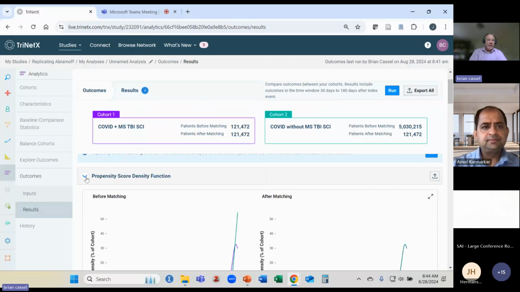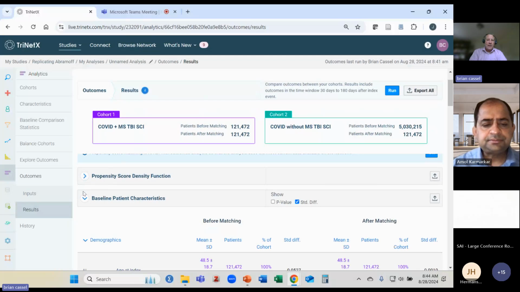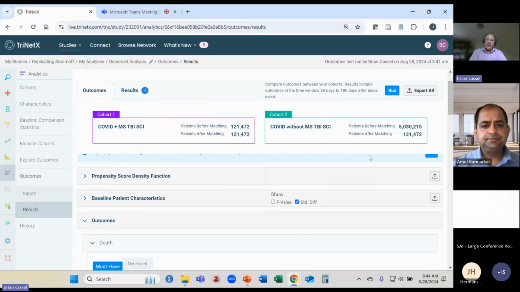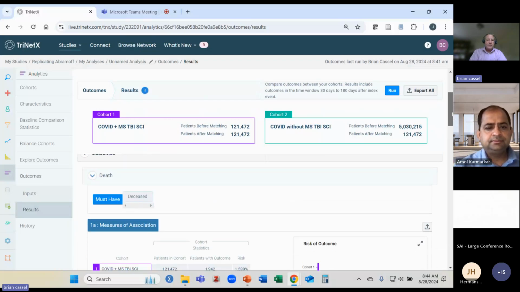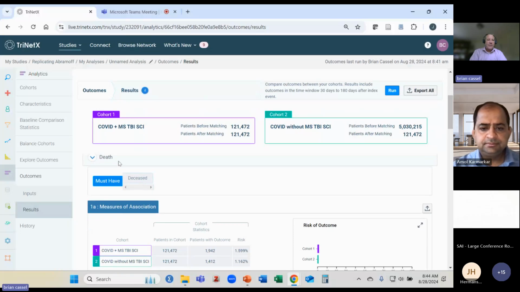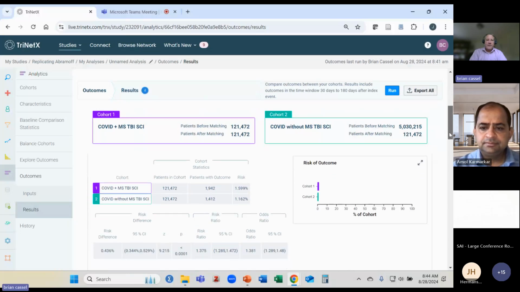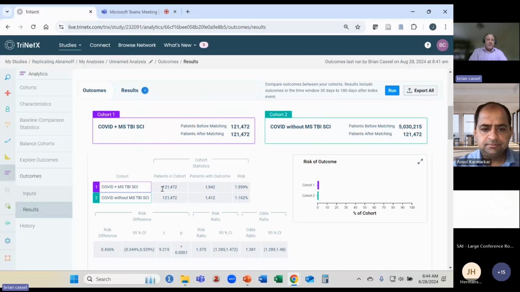It's going to repeat some information here about the propensity score stuff. I'm going to minimize that so we can look at the actual outcomes. And the first one was death. So our 2 cohorts with MSTBI and SCI are the purple, and that's going to be on the top. So that's cohort 1. So 1.6% risk versus 1.2% risk of having death between 1 and 6 months after COVID for the 2 groups.